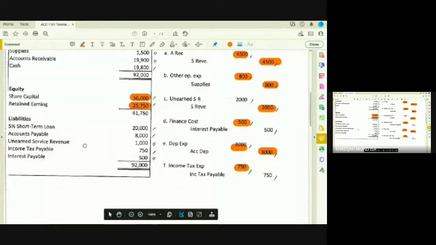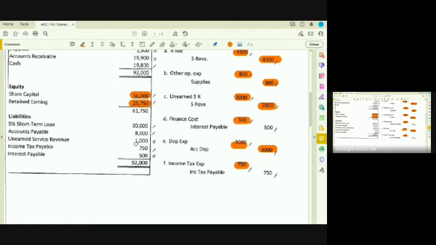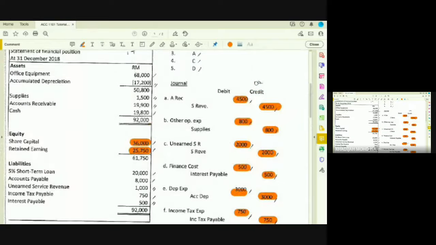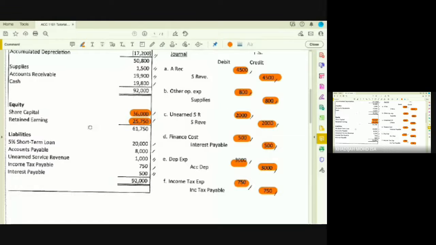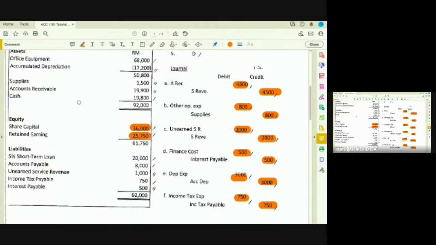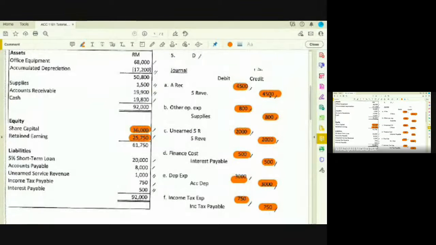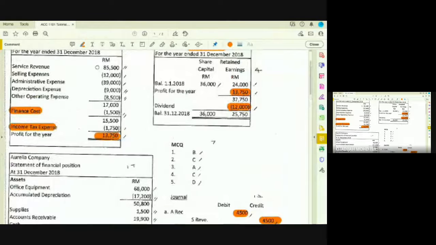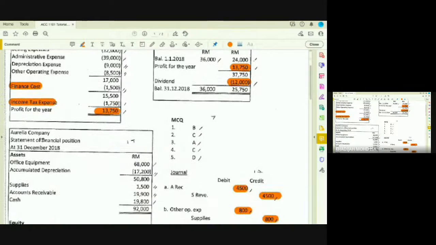All right. And then your liabilities. You have short-term loan, still 20,000. Accounts payable. There's no accounts payable here, so there's no change. Unearned service revenue reduced from 3,000. Now we have debited 2,000 here, so that's why now the value is only 1,000. Income tax payable, now we have 750. Payable is a liability, and then we have interest payable of 500. So as long as you make sure that all the items in your journal entries have been reflected in the financial statements, I think you should be okay, right? Just make sure that all these items, 1, 2, 3 for each, are taken into account in your statement of profit and loss, your changes in equity, and your financial position.